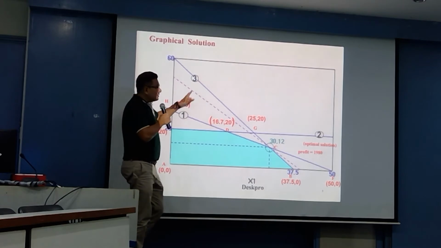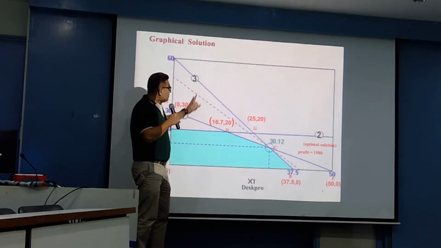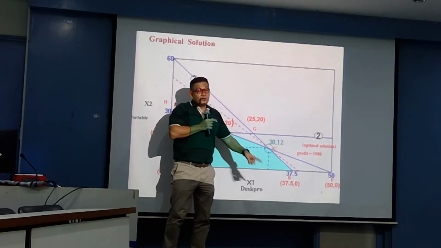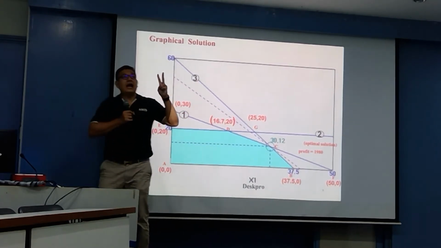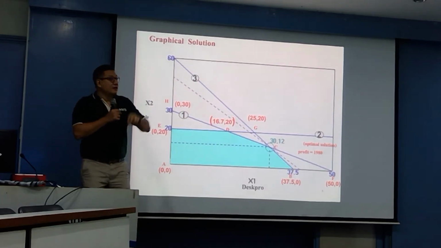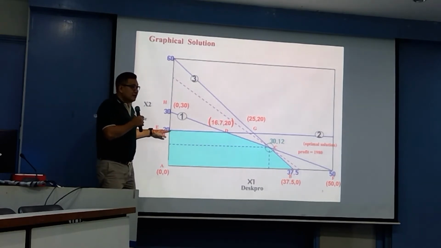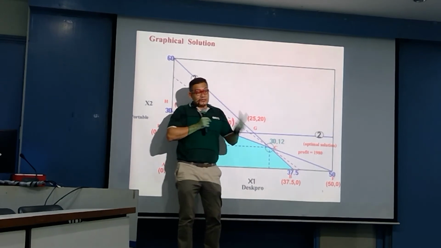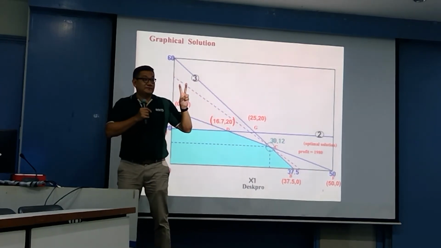Constraint 1 and constraint 3. These two constraints cut together to give the optimal solution at point C. So constraint 1 and constraint 3 are binding constraints. Constraint number 2 doesn't help to provide the optimal solution at point C. So constraint 2 is a non-binding constraint.